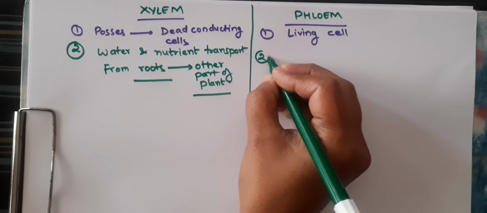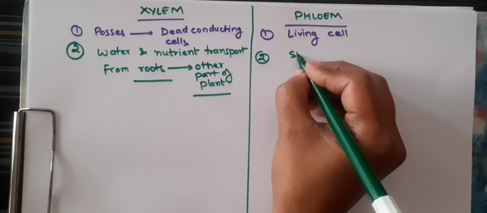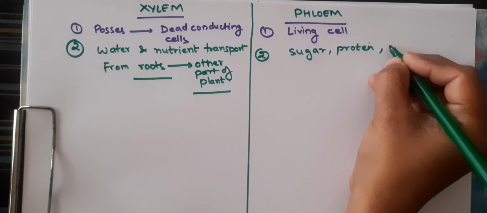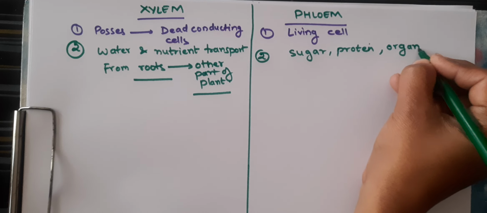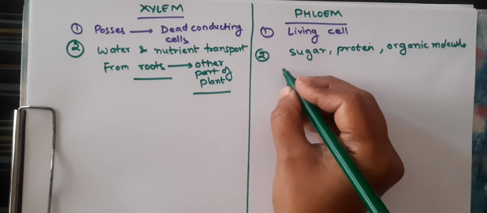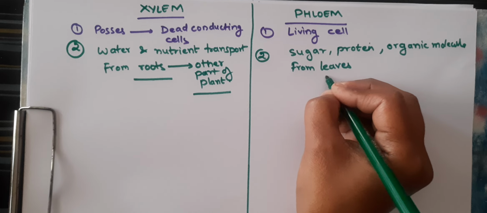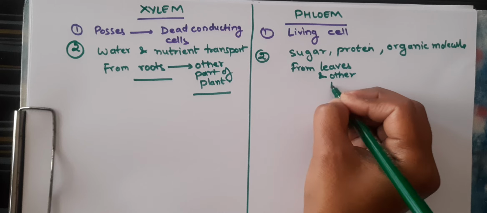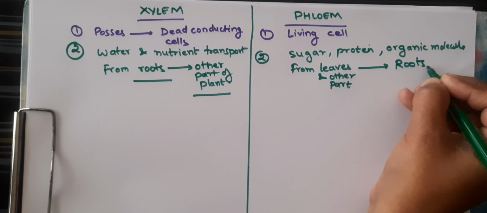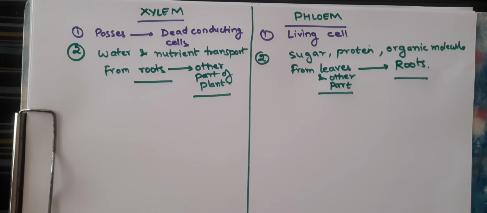Whereas phloem will transport the sugar, protein and organic molecules. And from where to where? From leaves and other parts to the roots. So the basic movement is from leaf and other parts of the plant to the roots.